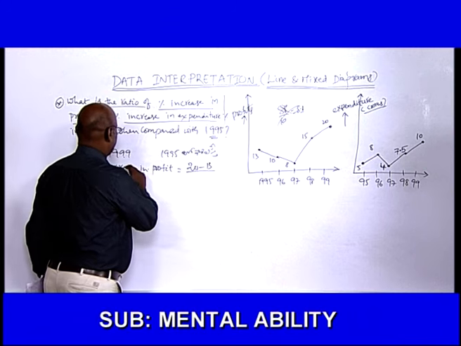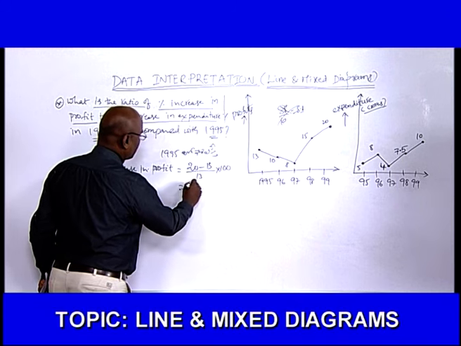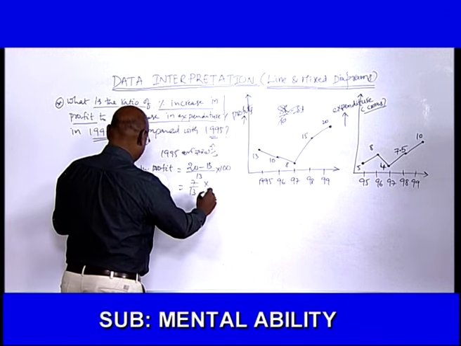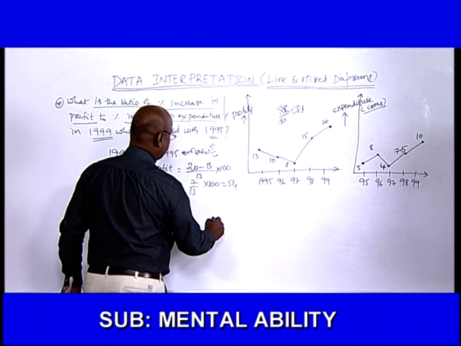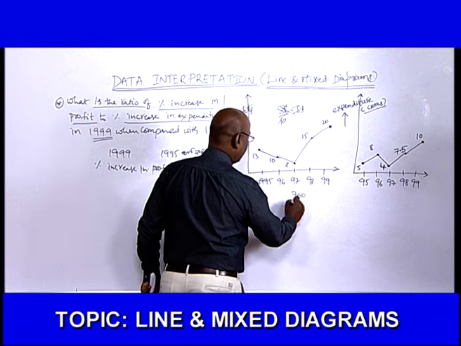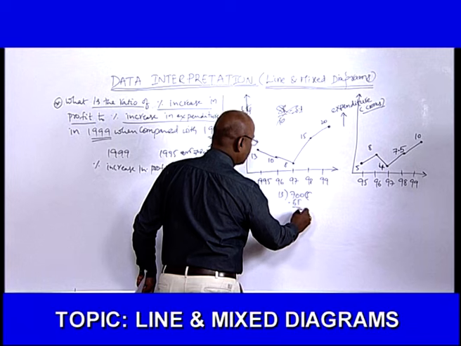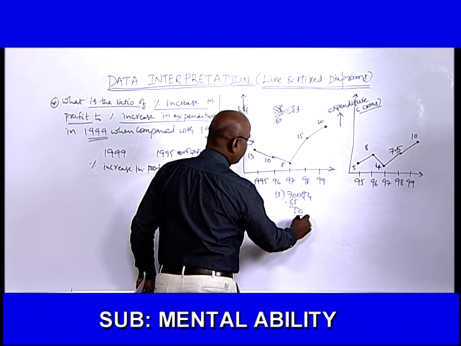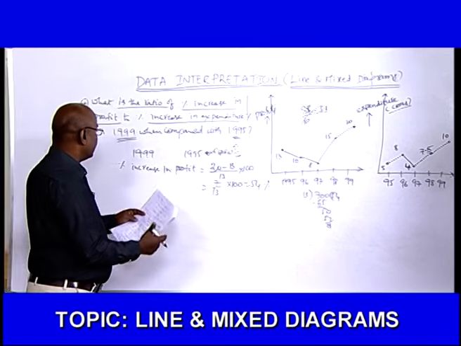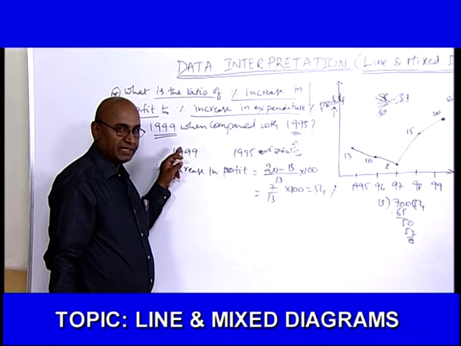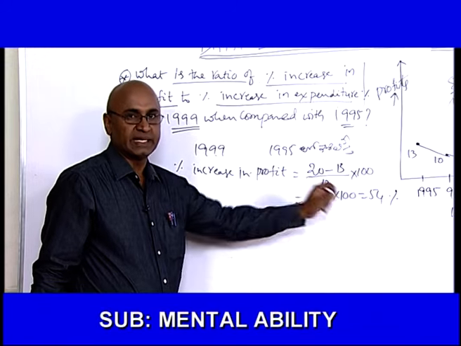By comparing value 13 into 100, that is equal to 7 by 13 into 100, that is 700 by 13. 13 5s are 65, and 13 4s are 52. Approximately it is 54%. Percent increase in the profit in the year 1999 when compared to 1995 is 54%.